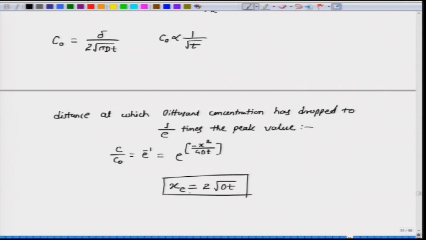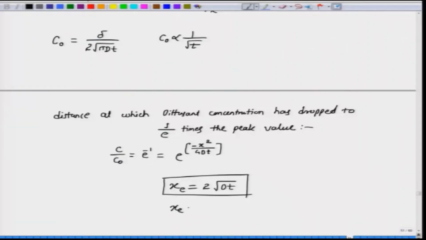So, if we follow this plane at which concentration is 1 by e times the maximum concentration, that is moving as a function of square root of time. That means, the diffusant is spreading inside, at the same time the maximum concentration is decreasing. Clear?